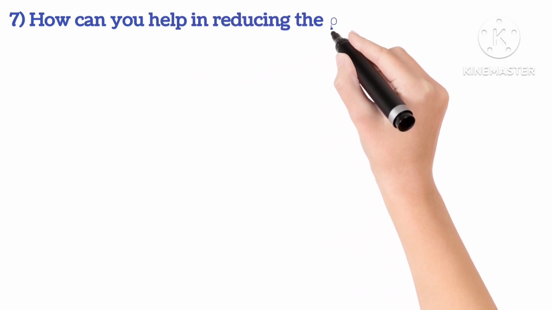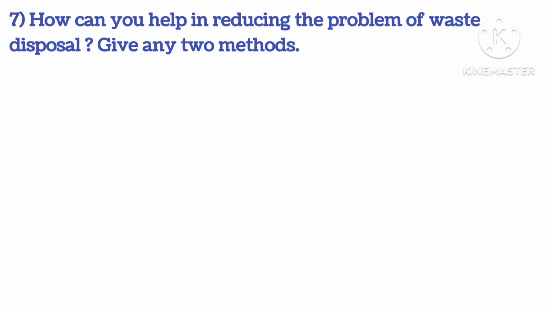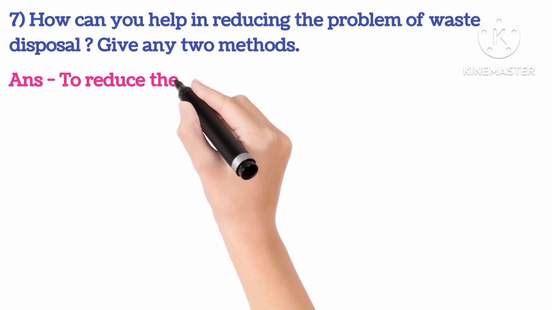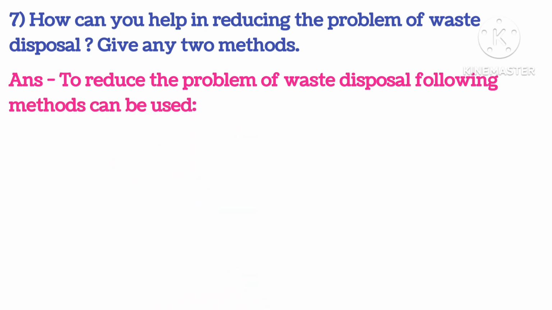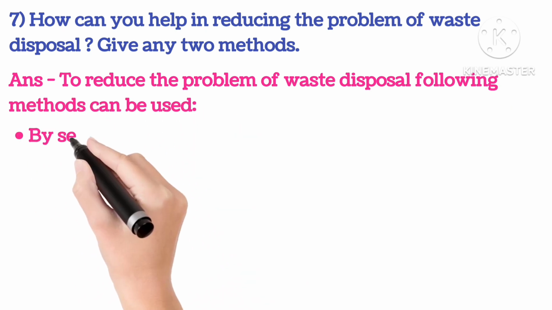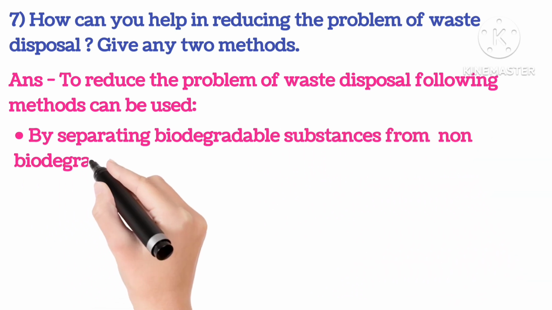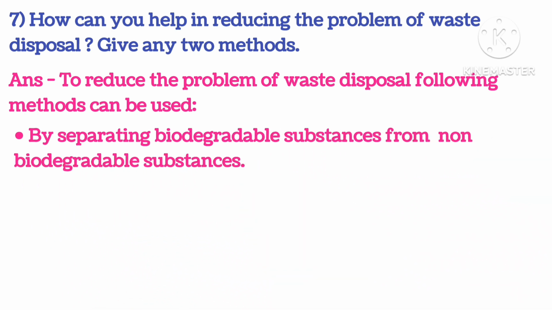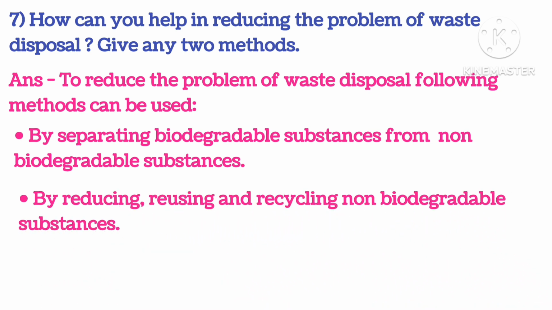Seventh, how can you help in reducing the problem of waste disposal? Give any two methods. To reduce the problem of waste disposal, the following methods can be used. First, by separating the biodegradable substances from non-biodegradable substances. Second, by reducing, reusing and recycling the non-biodegradable substances.